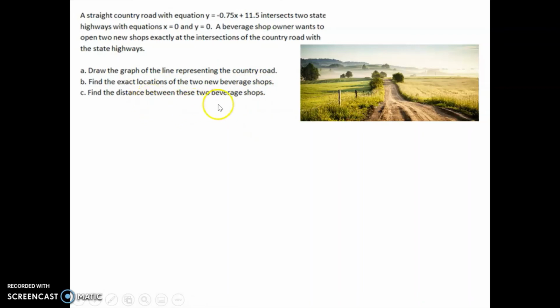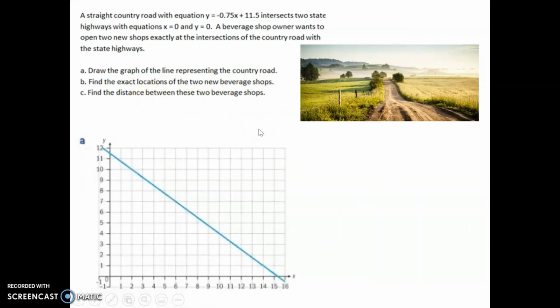And finally, find the distance between the beverage shops. So let's break this down. First, there's your graph. Check your graph. Do you have that? This line here has a y-intercept of 11.5, which you can see here, and a slope of negative 0.75. So you can go down 0.75 over 1, down 0.75 over 1, and so on.